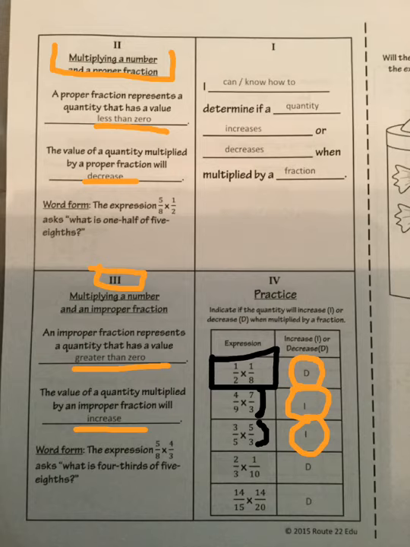Next, our fraction is 2/3 times 1/10. Okay, both of those are fractions where the numerator is smaller than the denominator. So in this case, we're going to get a decrease. 14/15 times 14/20. And when I look at those, the numerator is smaller than the denominator on both of them. So again, we're going to have a decrease.